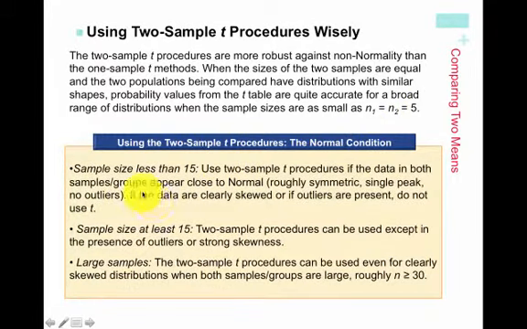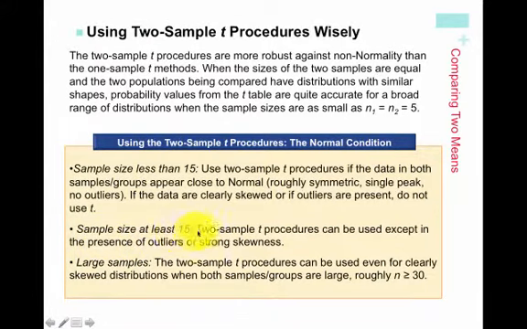And we've seen this before for our normal condition. If the sample size is less than 15, we can use a two-sample t procedure if the data in both sample groups appear close to normal. That is roughly symmetric, single peak, no outliers. If the data are clearly skewed or if outliers are present, do not use t. So it has to look like it's normal. Our samples must be that way.